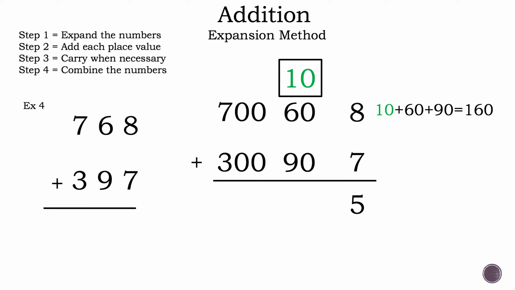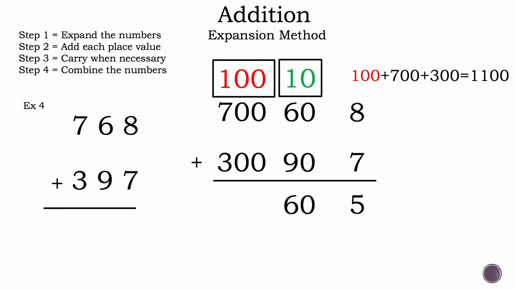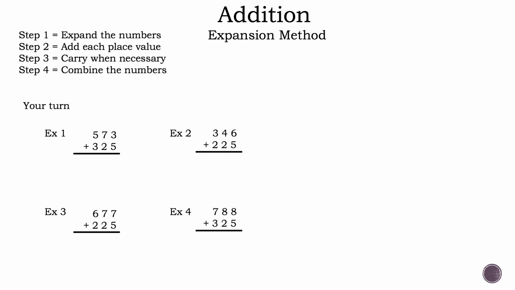So now we're going to add the 3 numbers together and we get 160. So once again, we're going to rewrite it as 100 plus 60 to give us 160. And then we're going to carry the 100, bring down the 60, and finally add those 3 numbers of 100, 700, and 300, which gives you 1100. Now you can go ahead and bring that number below. We're going to go ahead and combine the numbers, move it over, and your final answer is 1165.